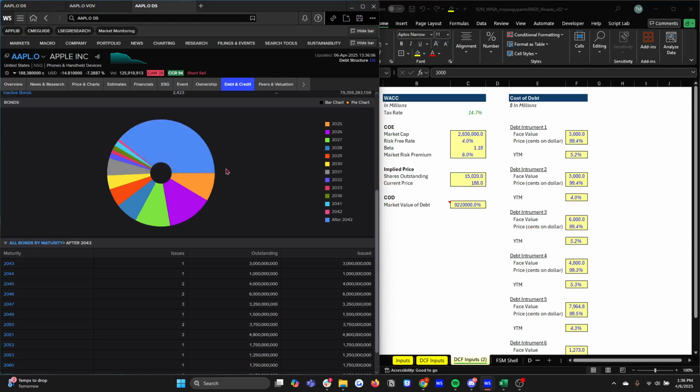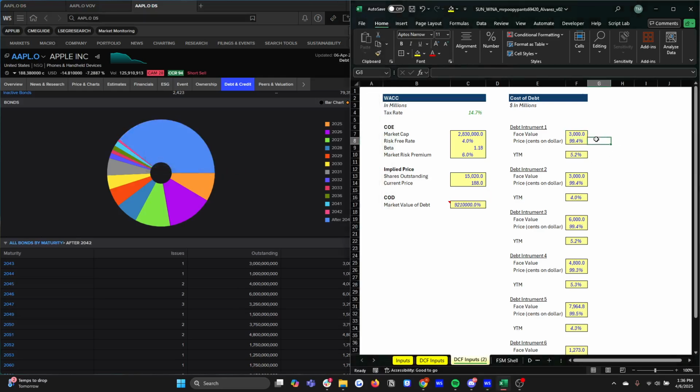Let's go ahead and click that because we're going to use this kind of simplified way of calculating cost of debt. Typically, you'd go through each individual bond, each individual debt instrument, but I feel like that might take a long period of time. So I'm doing a weighted method to hopefully save you guys some time.